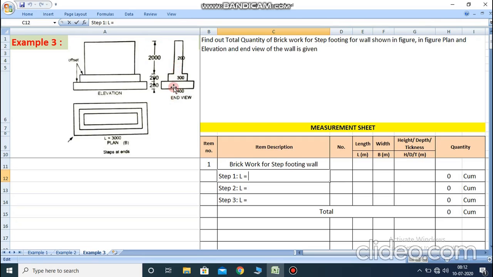So how to calculate 200 mm? 400 minus 200. So 200 mm is the total offset length. The offset length is 100 mm on the right side and 100 mm on the left side. Similarly, 100 mm is divided into 2 parts, 50 mm and 50 mm. So total 400 and 200 mm. So total is 100 mm.